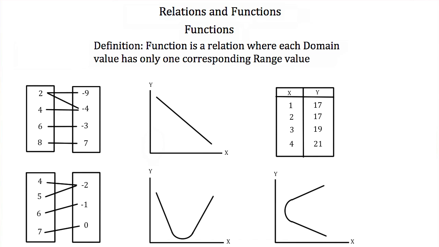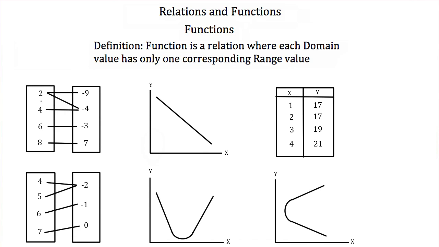Now that we understand domain and range, we're going to talk about functions. A function is a special type of relation where every domain value has only one corresponding range value. So let's look at our 6 examples and see if these are functions.